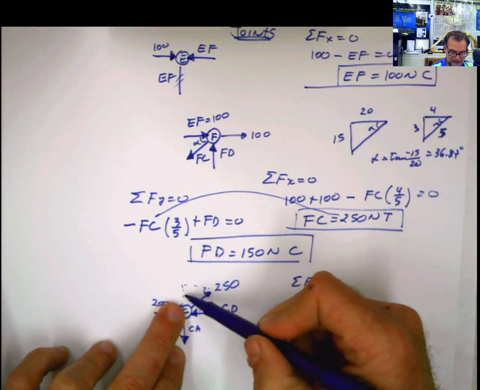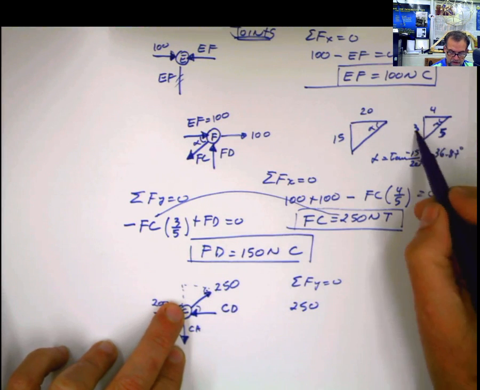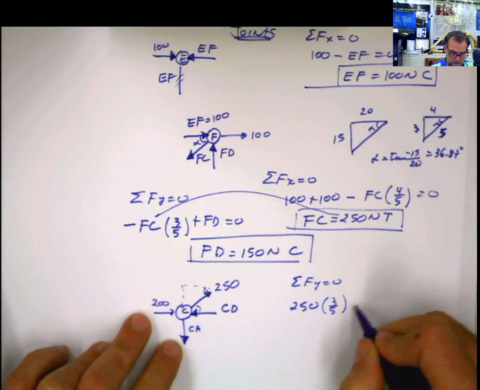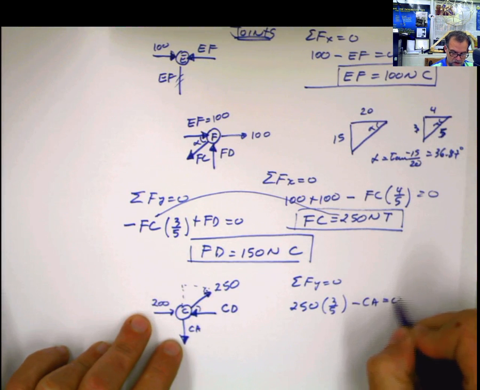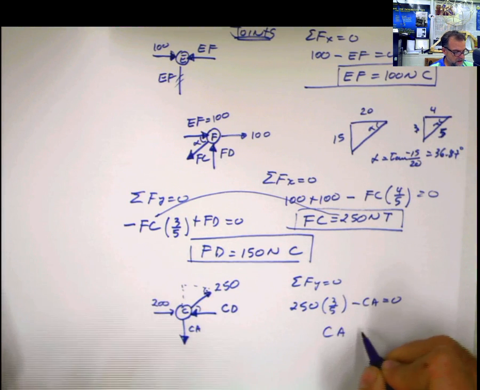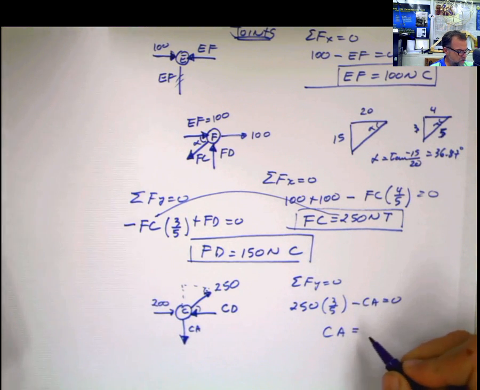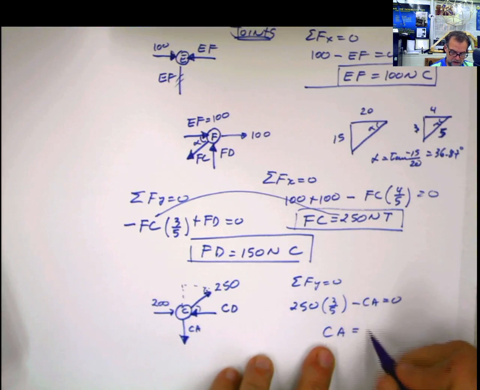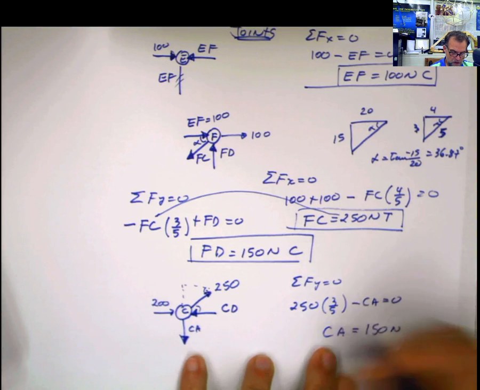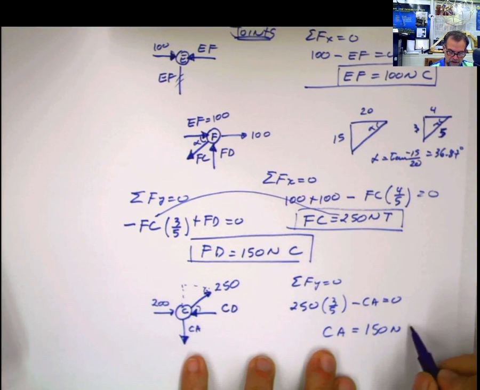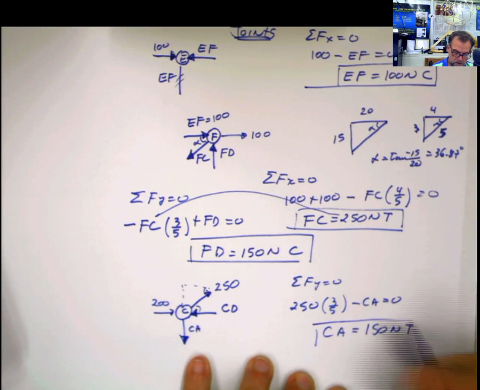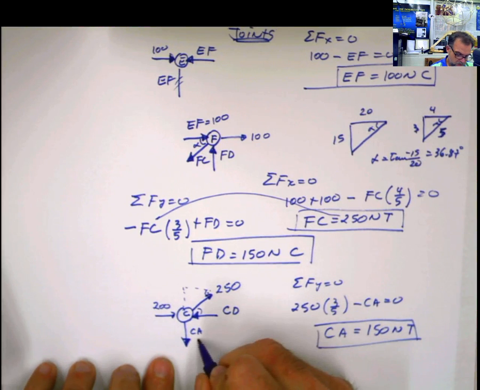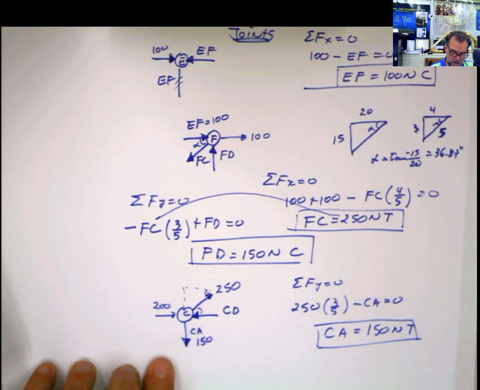This is going to be sine of alpha, or it's going to be 3/5 positive, minus CA equals 0, which tells you that CA is going to be equal to 250 multiplied by 0.6, which is 150 Newton, and CA is leaving the joint, meaning it's going to be in tension. Again, tension. So if you want to put it here, you can put it here, 150.